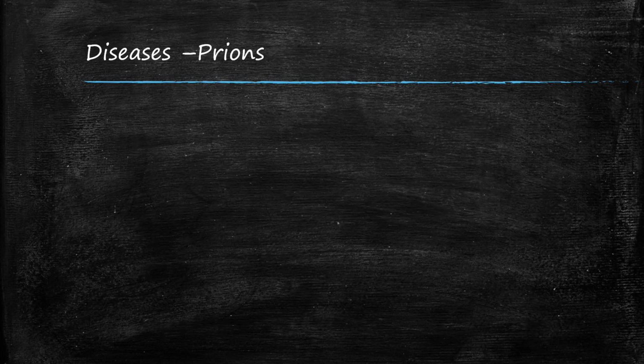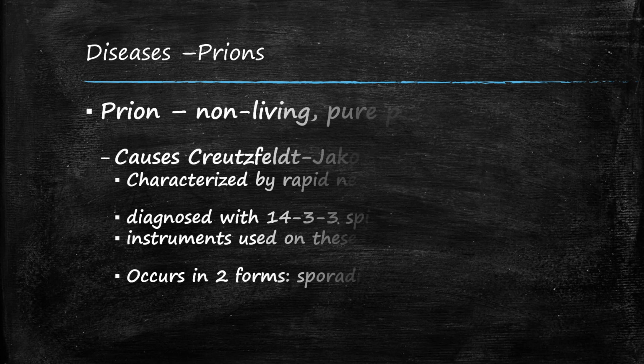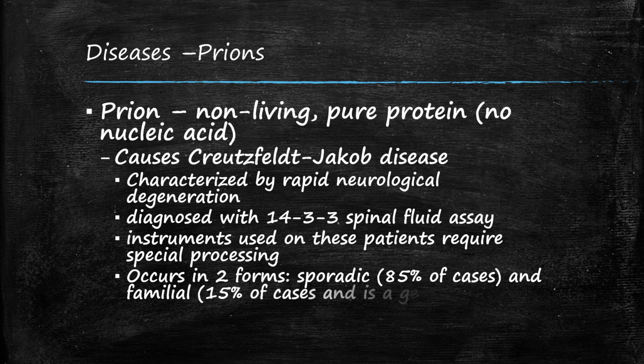So our last disease we're going to talk about, I know it's been a long session, are the prions. Prions are not living, they're pure protein. So when you think of prion, just think pure protein, meaning they have no nucleic acid, so no DNA or no RNA. They are just protein.